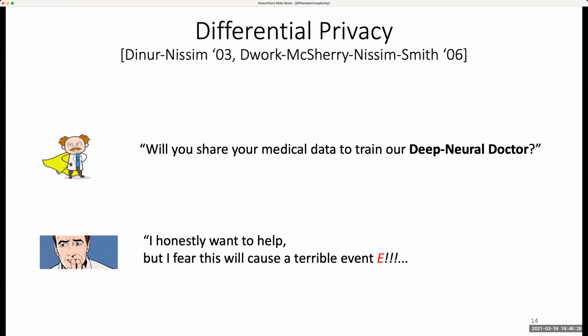So to define this, let's go back to the toy example we considered in the beginning of the talk. If you remember, we have this family doctor, and he asks the patient to share their medical data to train a deep neural doctor. And this patient really wants to help, but he's also afraid that this will cause a terrible event E because of the privacy leakage.